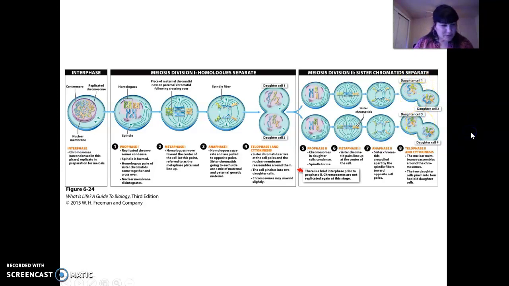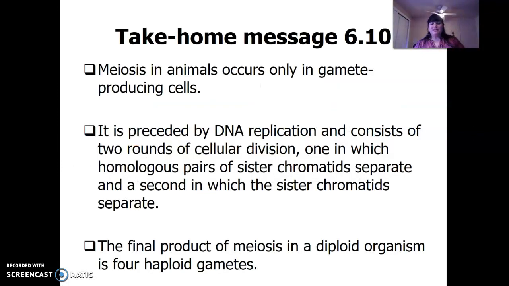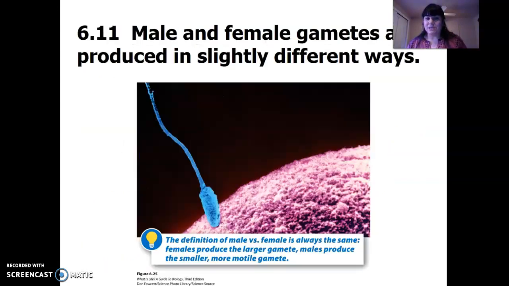All right, so meiosis in animals occurs only in gamete-producing cells, so the ovaries and the testes. It's preceded by DNA replication, consists of 2 rounds of cellular division, one in which the homologous pairs of sister chromatids separate, and second in which the sister chromatids separate. Final product is 4 haploid gametes.